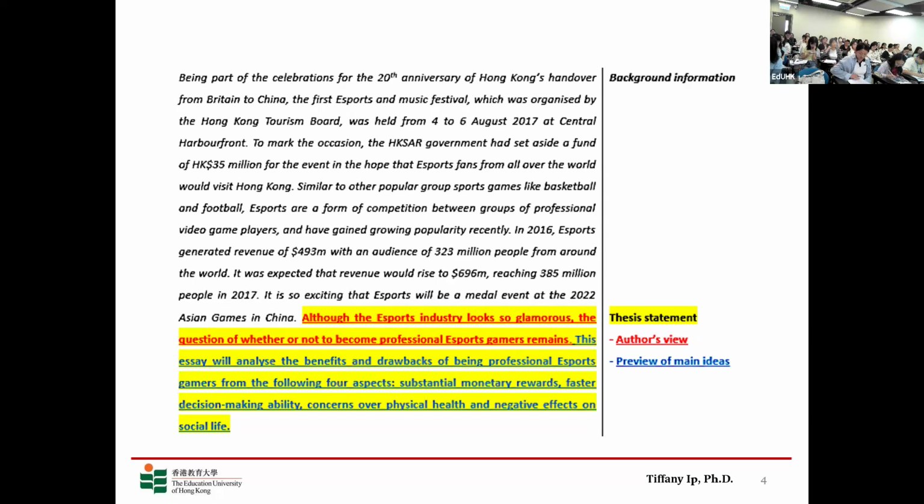So the 4 aspects are substantial monetary rewards. Right, it would be reflected in the next body paragraph. And then faster decision-making ability. And then concerns over physical health. And then negative effects on social life. I will later show you exactly. So we have these 4 aspects, but you don't want to repeat the wording directly in the body paragraphs. So we'll see how people write them in a slightly different way, but still referring to maybe social life, right, or decision making.